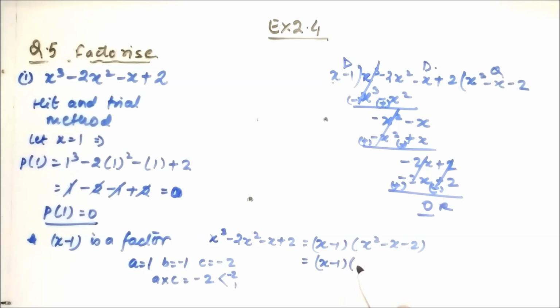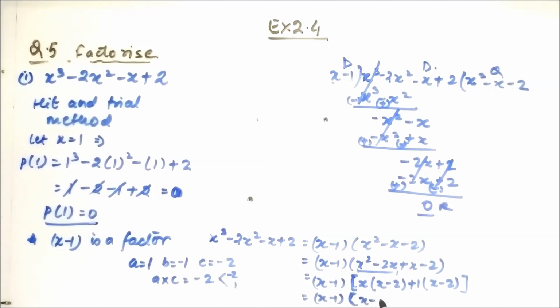So here we have x square minus 2x plus x minus 2. Minus 2x plus x will give minus x. When you solve this further, it is x minus 1. And if you take x as common from the first 2 terms, it will be x minus 2. And from the last 2 terms, if you take plus 1 as common, here it will be x minus 2. Now you can take x minus 2 as common, and you will be left with x plus 1. So this is just splitting the middle term that we have done.